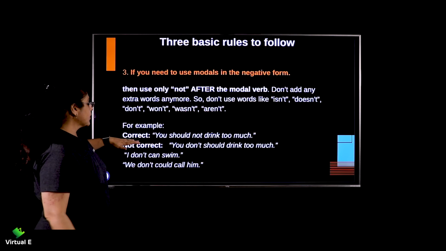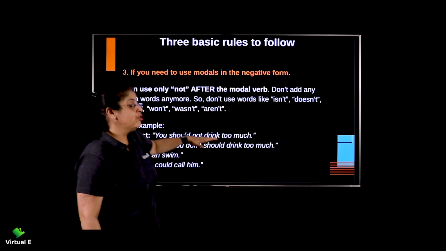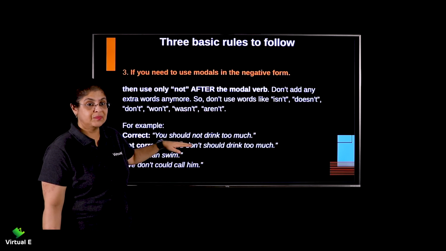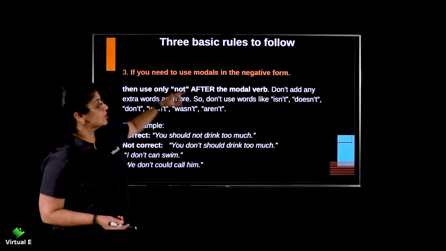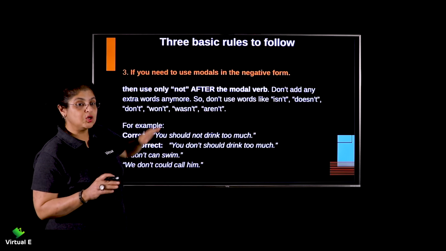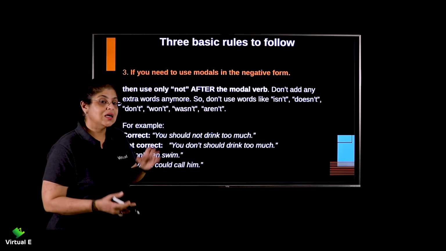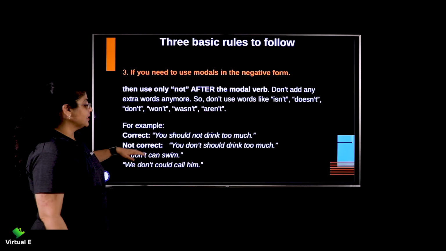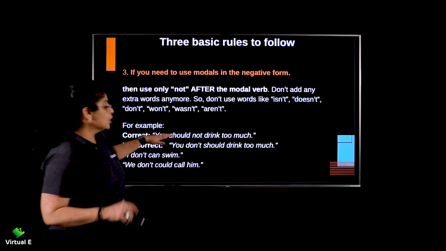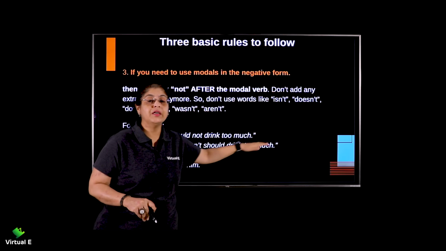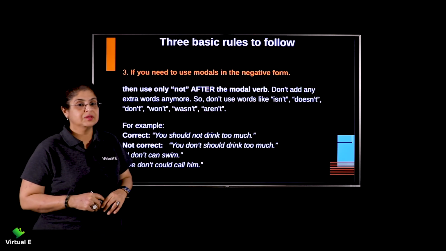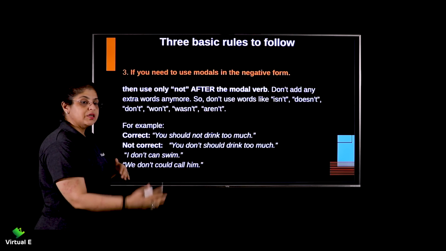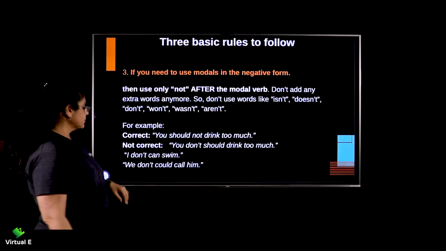So here you go. You should not drink too much. Now, which is the modal here? Should. Where is the not? After the modal. So this is exactly what we are doing. We want to make it negative, so we add a not after the modal. So you should not drink too much. That's a perfect sentence. What about the incorrect sentence? You don't should drink too much. Wrong. It's absolutely wrong. We cannot use this. We are only supposed to put a not after the should, which is here.